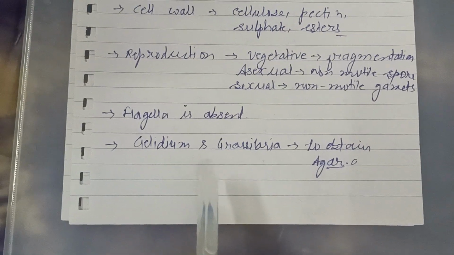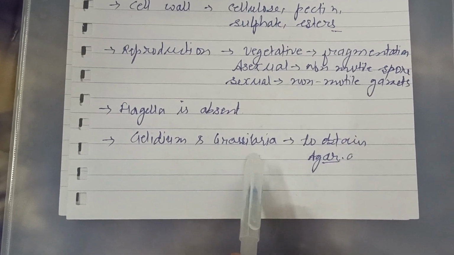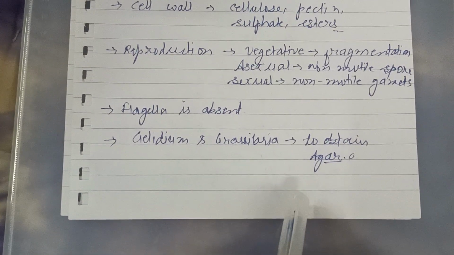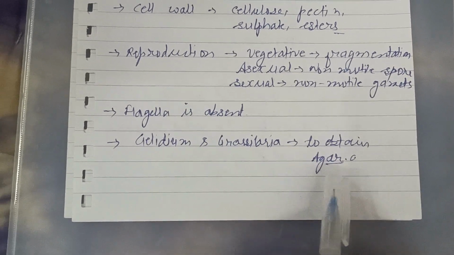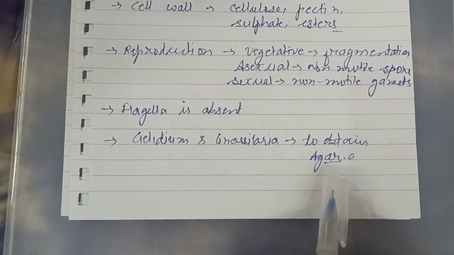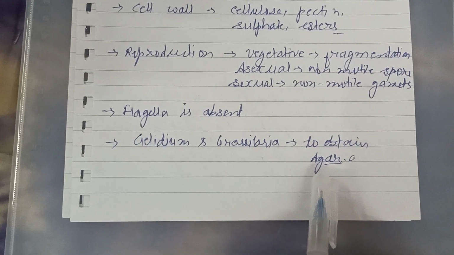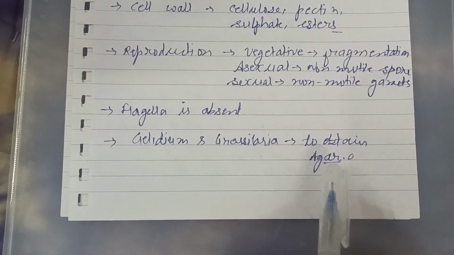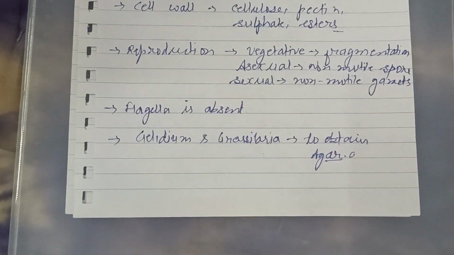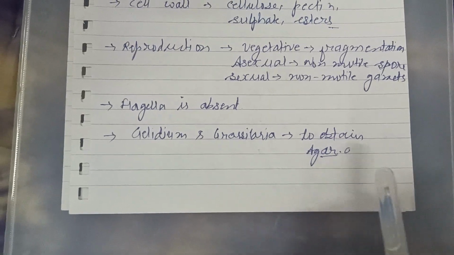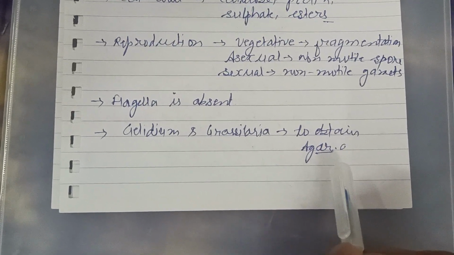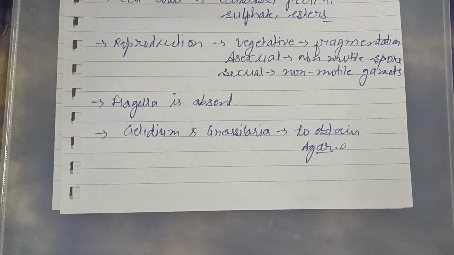And now here is a point. Gelidium and Gracilaria are used to obtain agar. Agar is a kind of gel which is used in gel electrophoresis. Gel electrophoresis is a method which we will study in the biotechnology chapter. It is used to separate DNA, so we will study more about it in the biotechnology unit.